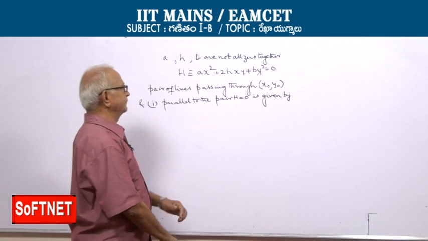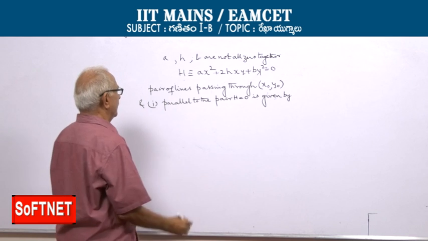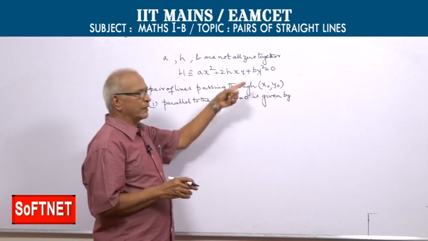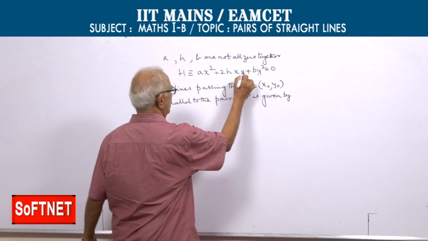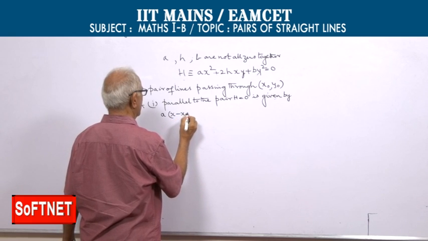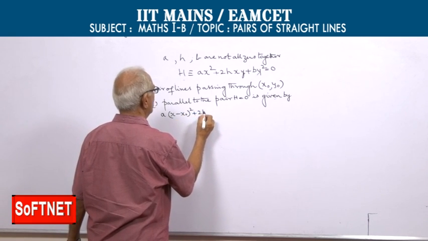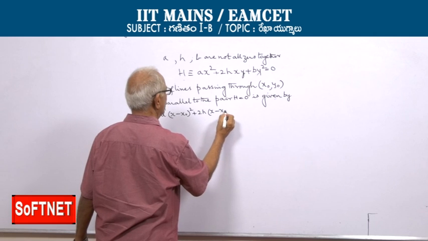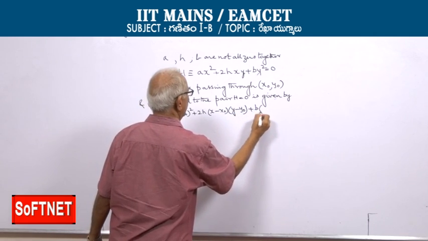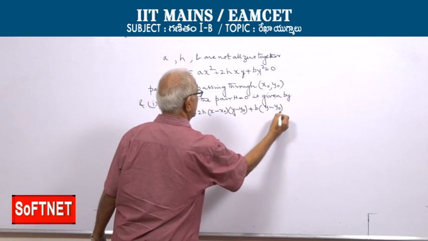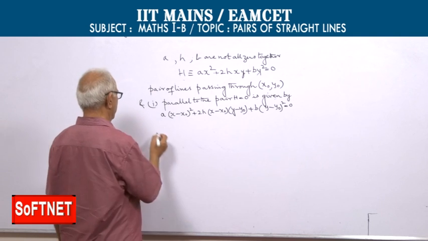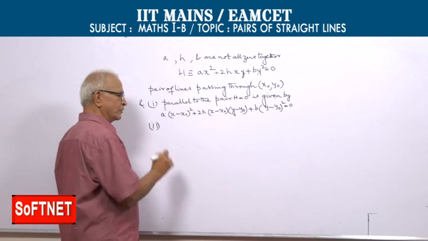Is given by, well, simply what you require is replace x by x minus x naught and y by y minus y naught in the equation. That is all what you require. A into x minus x naught whole square plus 2h into x minus x naught into y minus y naught plus b into y minus y naught whole square equal to 0.